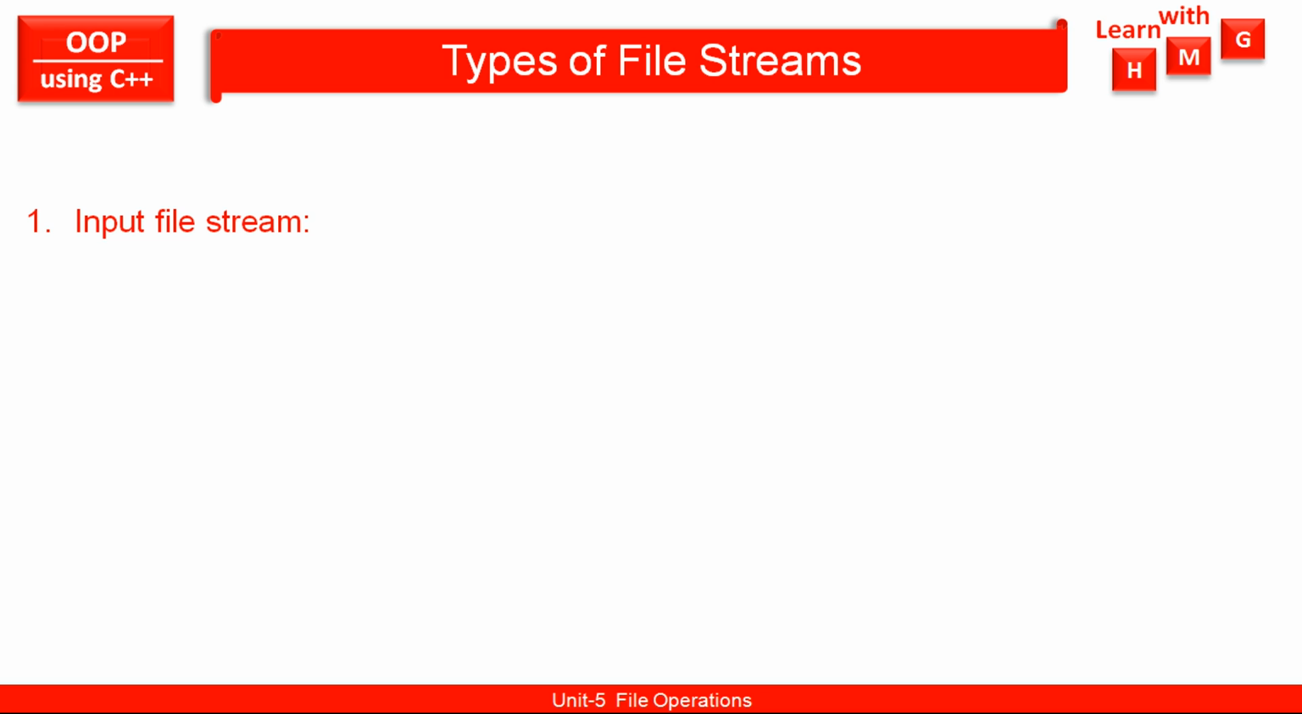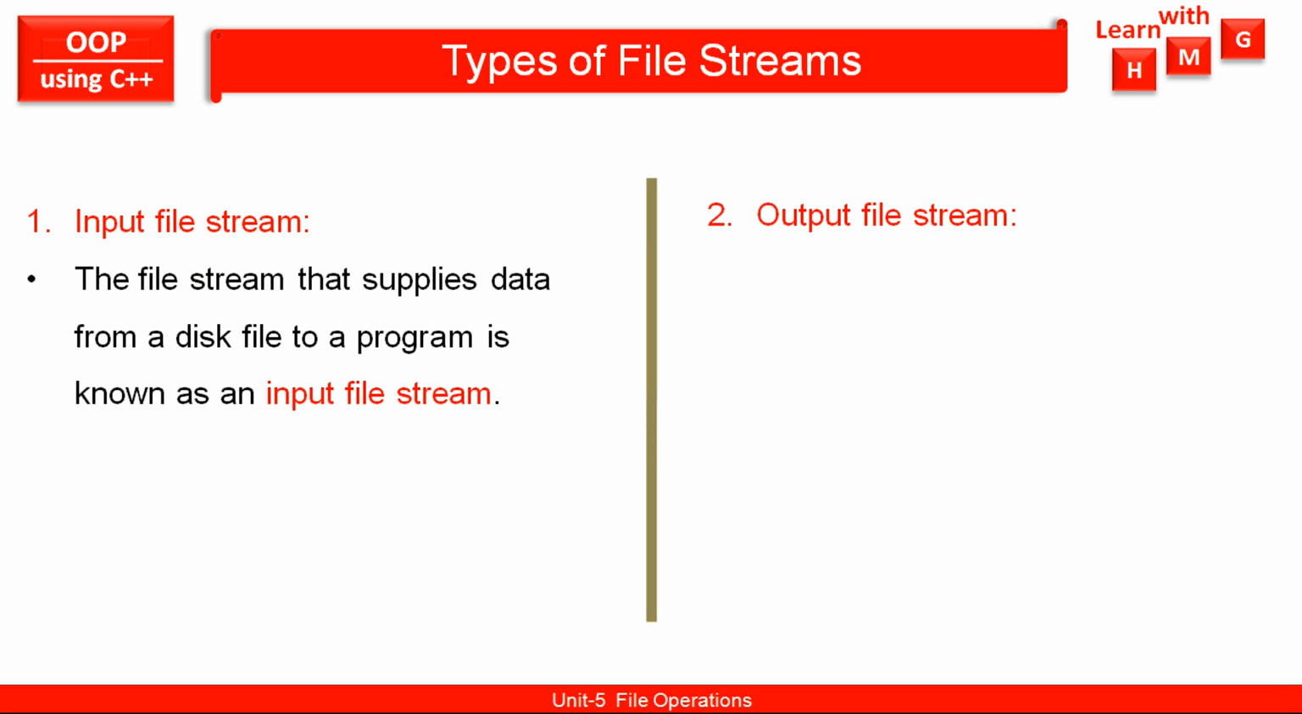Types of file streams. Let us see the difference between input file stream and output file stream. The file stream that supplies data from a data file to a program is known as an input file stream. So the input file stream is the source of data for the program, and this data is taken from a file stored on a disk. Like this, the input file stream supplies data from a file on a disk to a program.